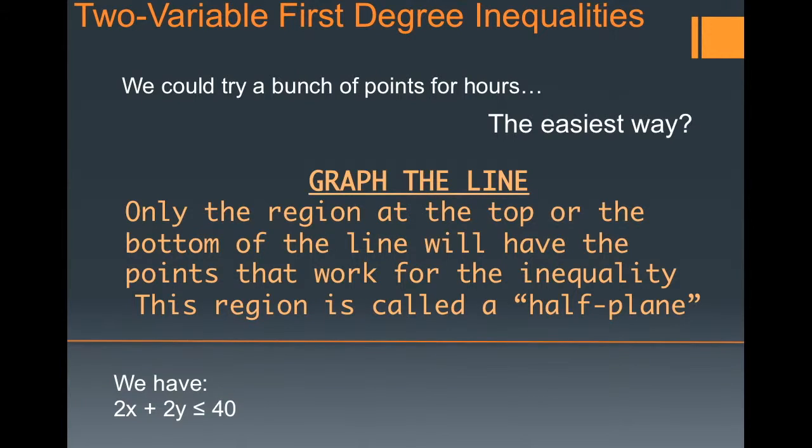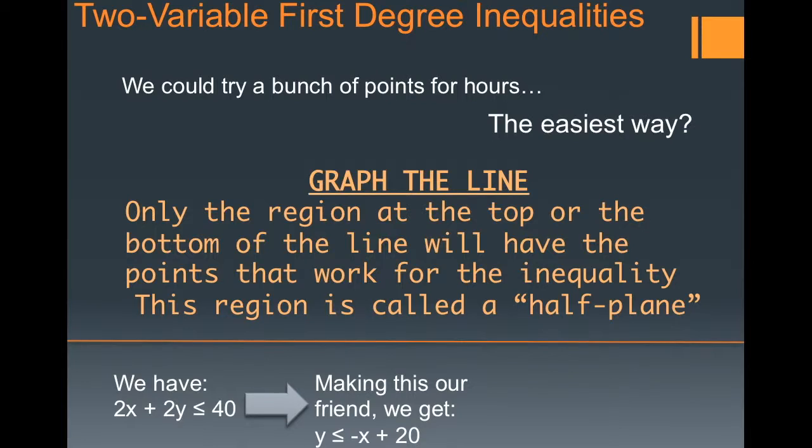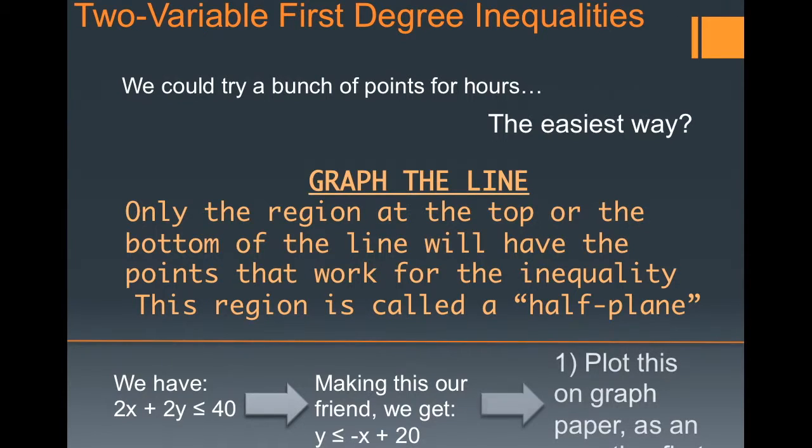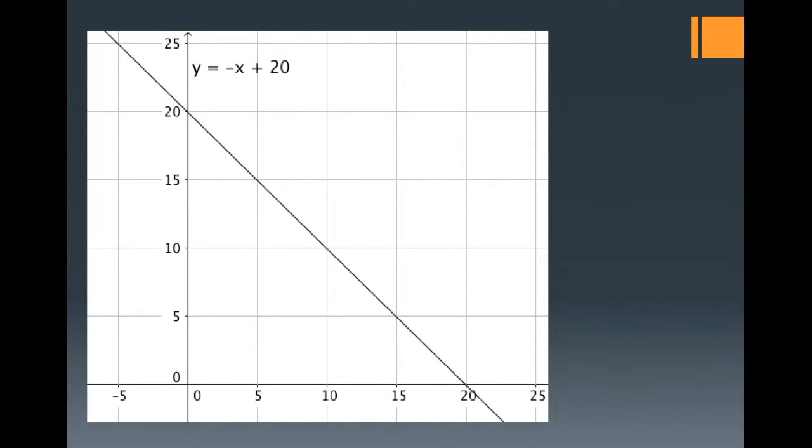So for our question, we have 2x plus 2y is less than or equal to 40. Let's make this our friend. So we get y is less than or equal to negative x plus 20. Let's just plot this inequality on a Cartesian plane as an equation first. So we'll get something that looks like this. So instead of my less than or equal to, I just have my equal sign. And when I do that, I get this straight linear line.